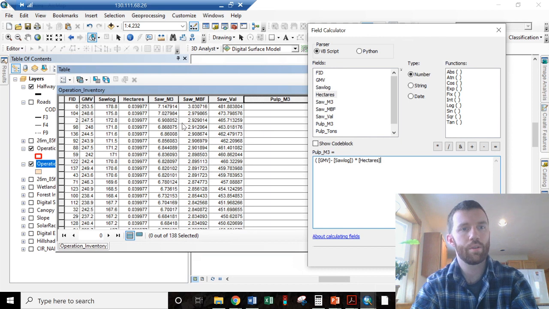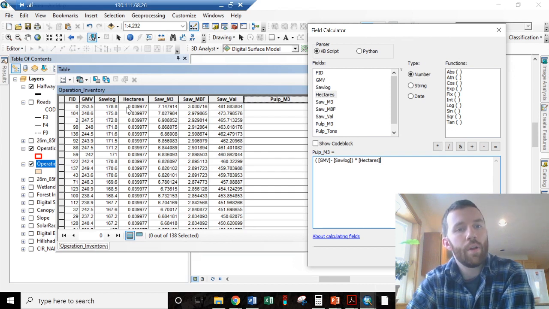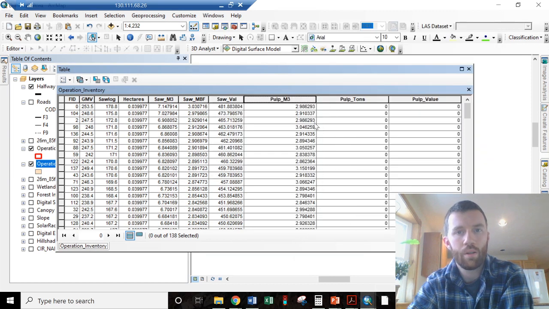hectares. So GMV minus saw log, the remainder of that is the pulp, so if it's not saw, it's pulp. And then we multiply that by the hectares to give the total value in cubic meters. So we're cutting one step out there, but that's fine. So, okay. So we have 2.9 cubic meters of pulp. So we started with that, and that looks about right there. So we have more saw timber than pulp, which is good.